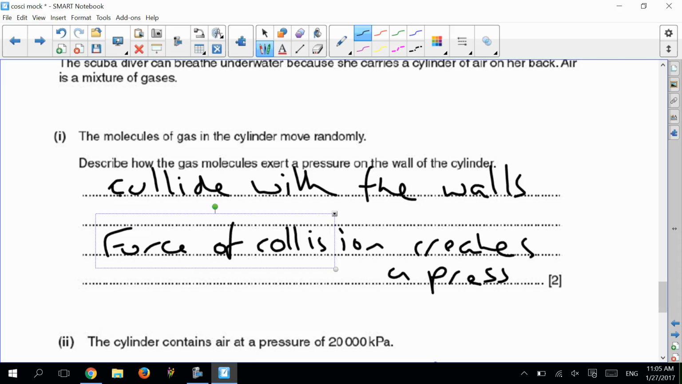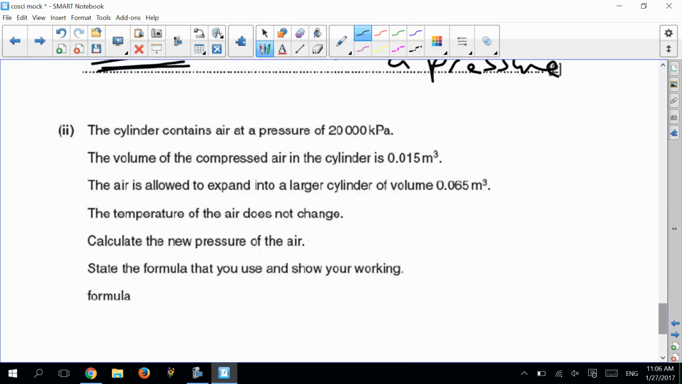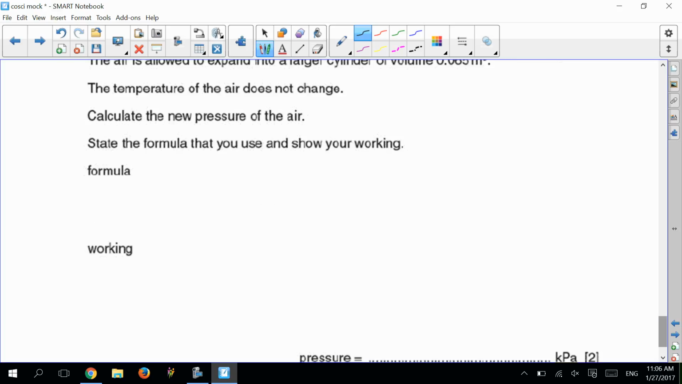Okay, and pressure and force is the key word there, so you must use the word force. The cylinder contains air at a pressure of 20,000 kilopascals. The volume of the compressed air in the cylinder is 0.015, etc. Temperature does not change. Calculate the new pressure of the air. State the formula and show your working.